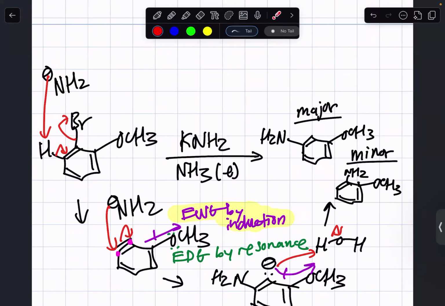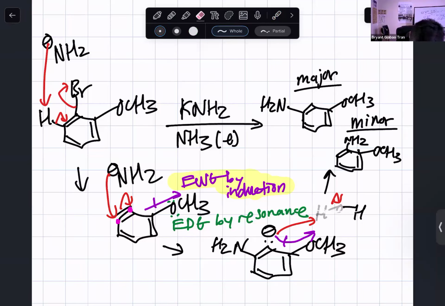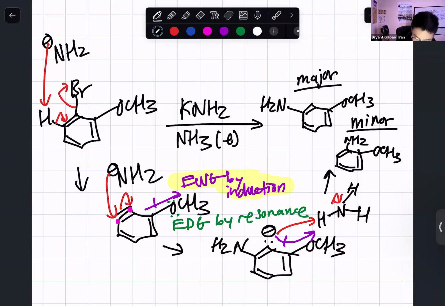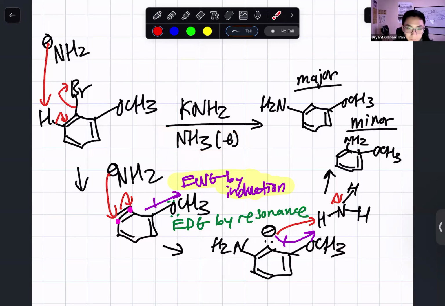Do you need an acid workup or something to get rid of the negative charge? Or oh no, never mind, it's already substituted? Oh yeah, the acid workup comes from the solvent. So the solvent here is NH3 right here. Okay, got it.